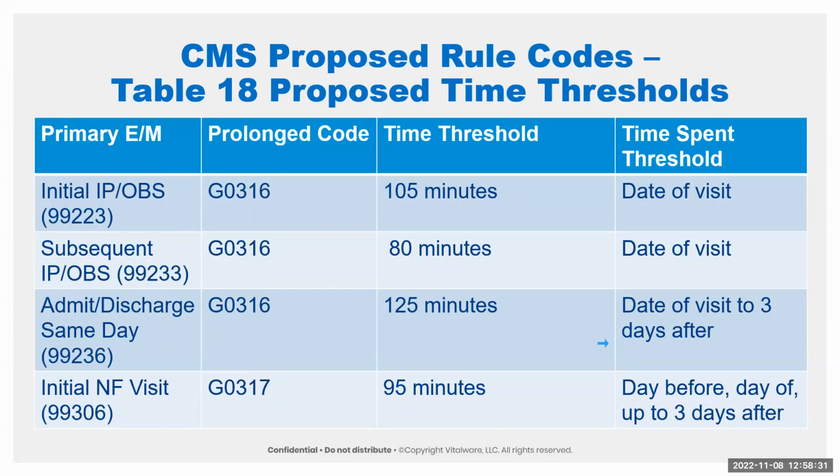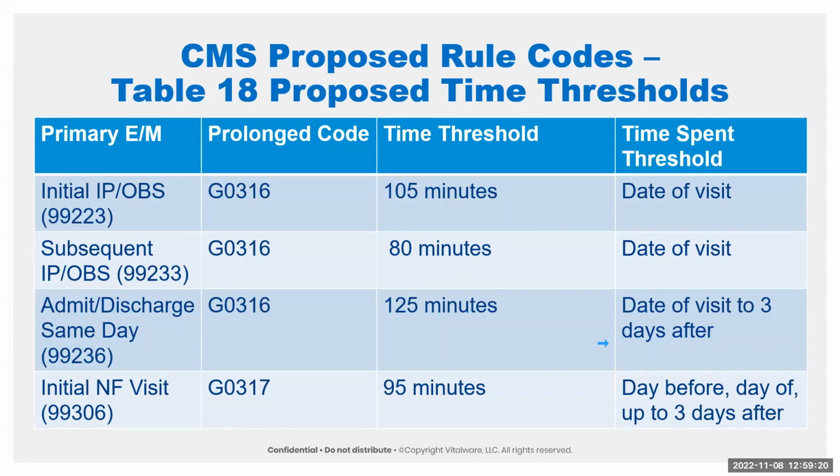And so your initial nursing facility visit, you've got your G0317 at 95 minutes. But for this one, you can count the day before, the day of the nursing facility visit, and up to 3 days after. What that will allow for is capturing instances where there might be a really intensive or extensive review of medical records, some coordination of care that needs to be done. And that might happen because sometimes it takes a while for that bed to open up. It just allows the provider to record their time within that time frame.